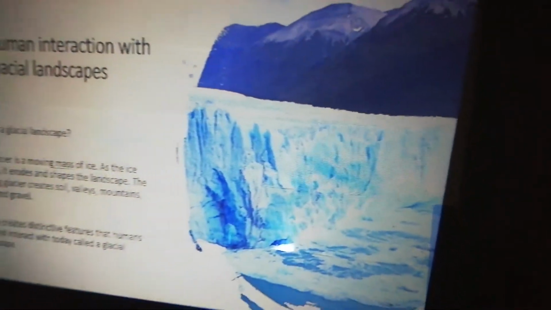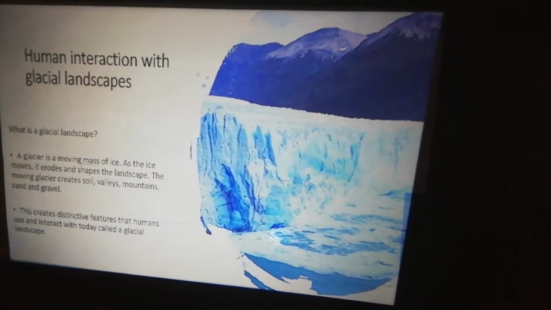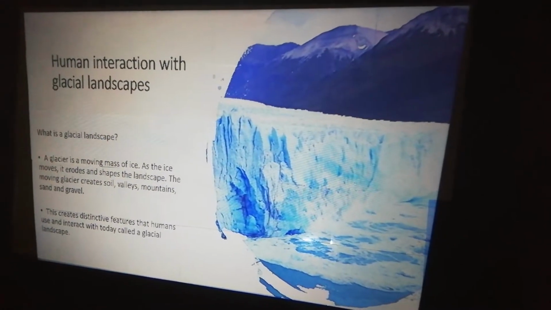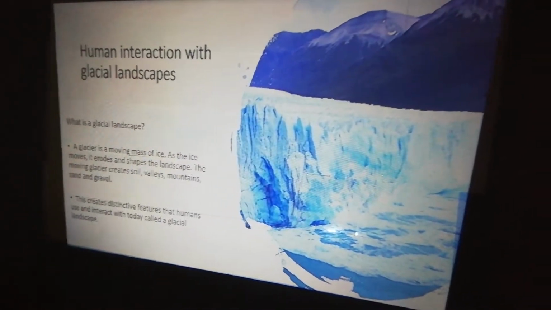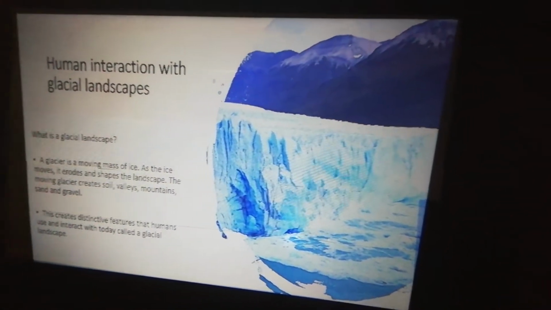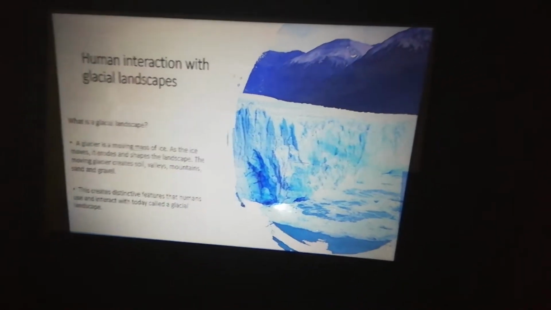So they're very heavy and they can cause a lot of erosion. They can shape valleys and mountains. They can deposit stuff. They can deposit sand and gravel. And we're going to see how glaciers have impacted the landscape around us and how we use this landscape to this day.